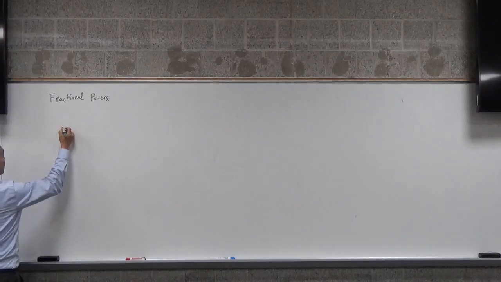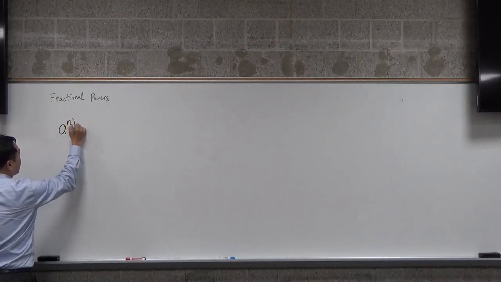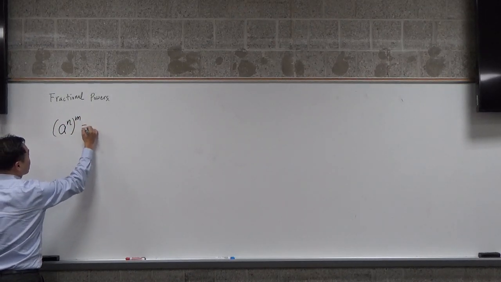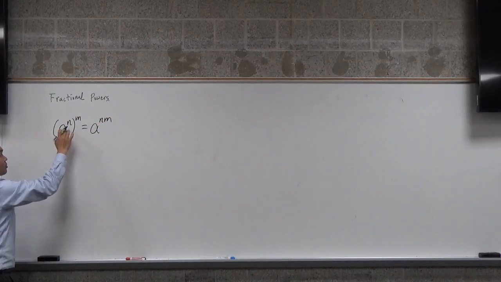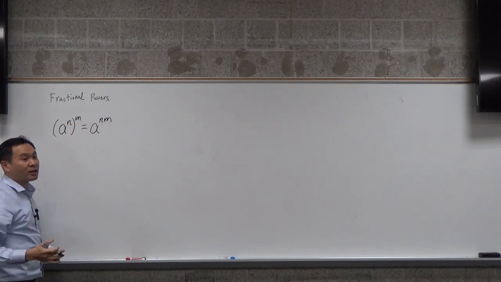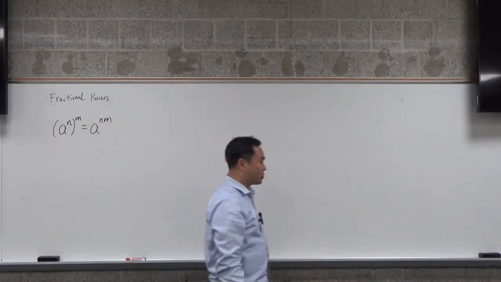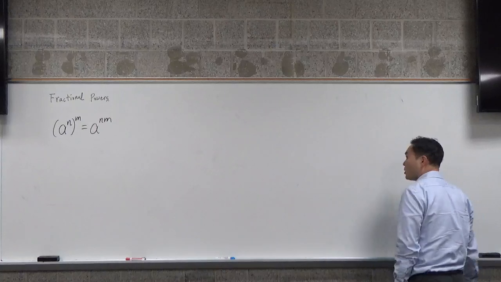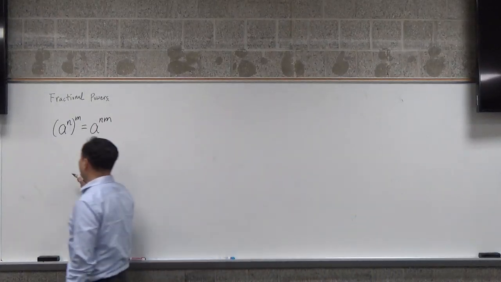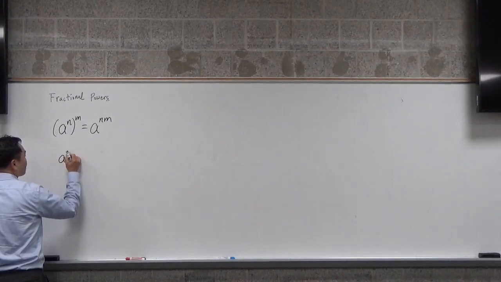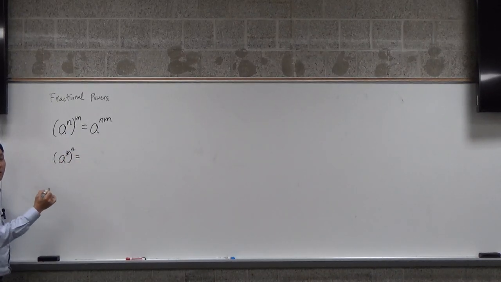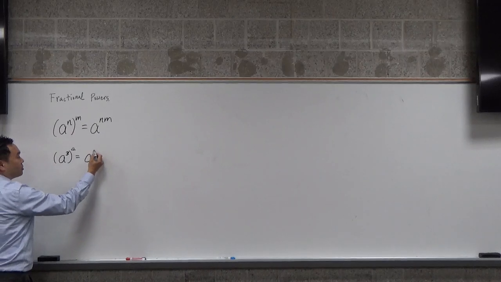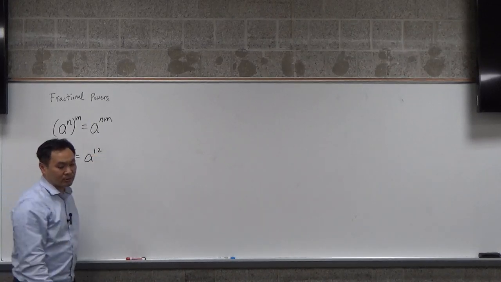Begin with the following identity: a to the nth power to the mth power is equal to a to the n times m. In other words, if you have an exponent and an exponent outside, they end up getting multiplied. So, for example, if you have a to the third power to the fourth power, what is that the same as? A to the 12th power.